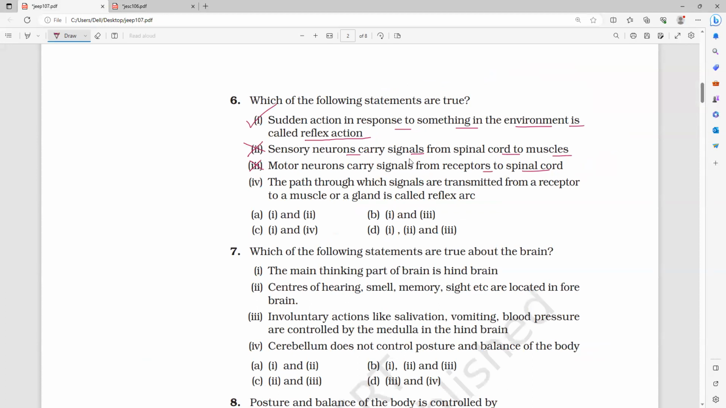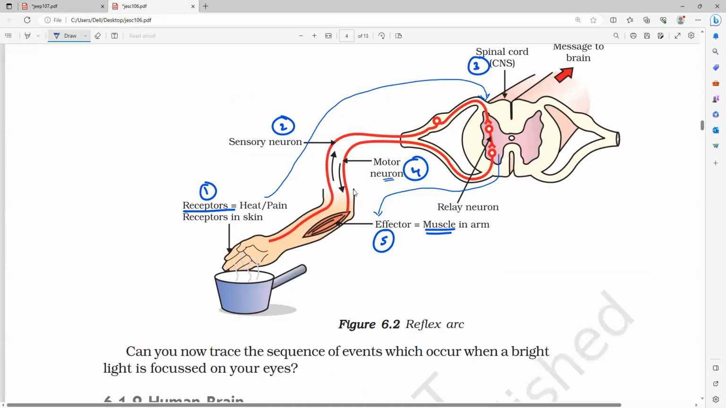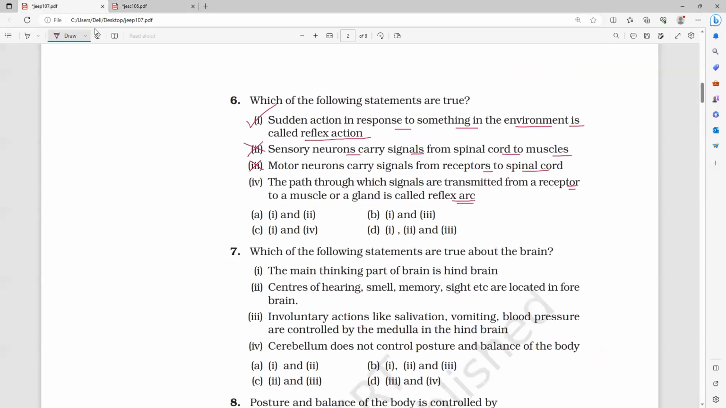Last statement: the path through which signals are transmitted from a receptor to a muscle or a gland is called reflex arc. Am I right or wrong? Correct. This entire path we call a reflex arc, the going and coming together. I have given you the reflex arc for the brain also. Am I right, everybody? Please respond.